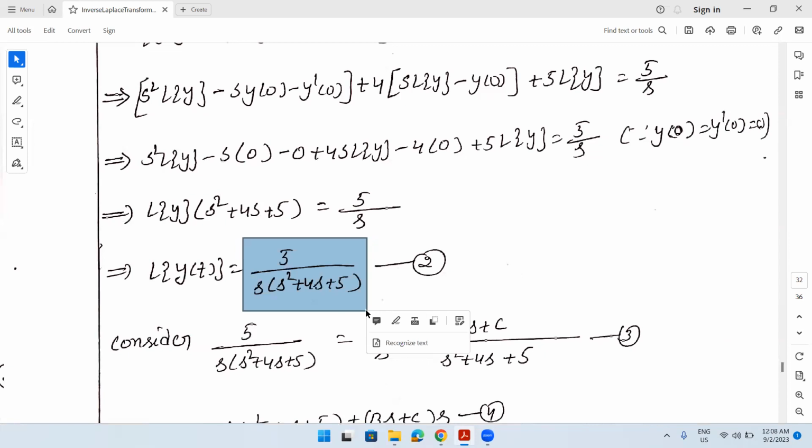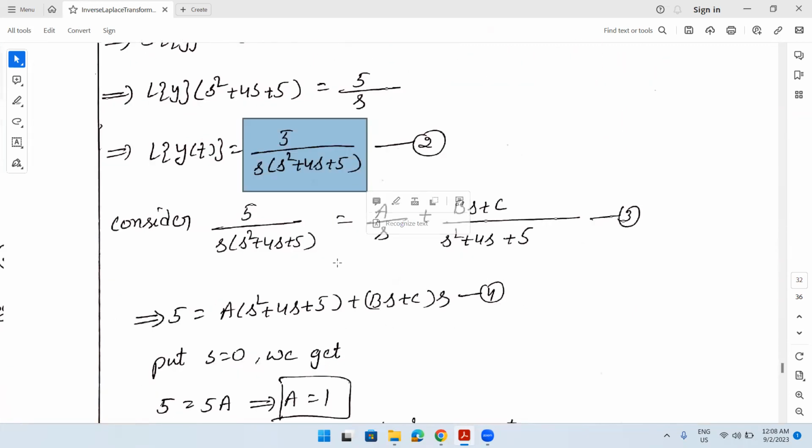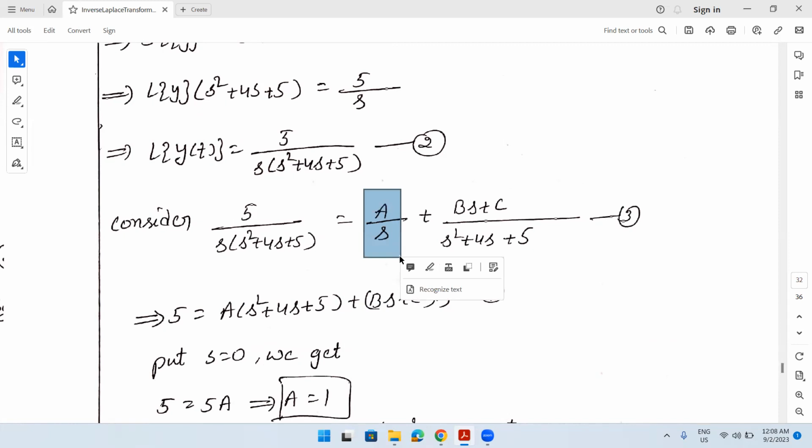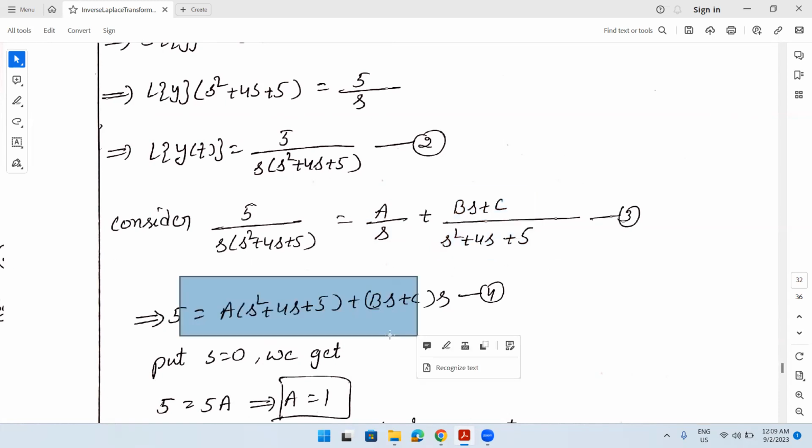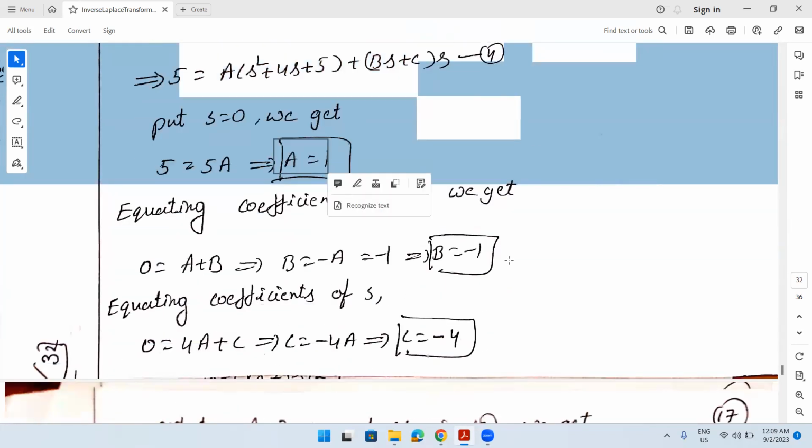Here we can apply partial fraction or convolution theorem. Any one of them we can apply. Here I'm explaining partial fraction, but you can also apply the convolution theorem. Now, first we shall see the partial fraction method. A by s plus bs plus c by s square plus 4s plus 5. Using the partial fraction, we get a value is 1, b value minus 1, c value minus 4.